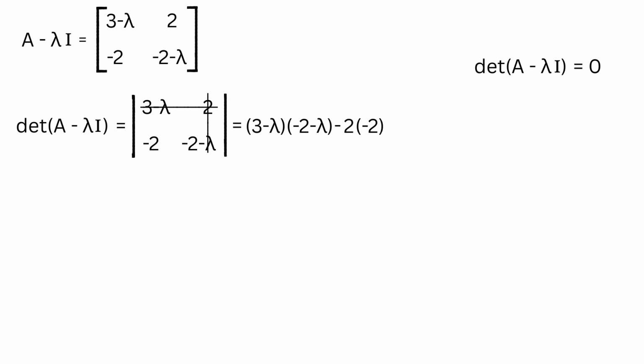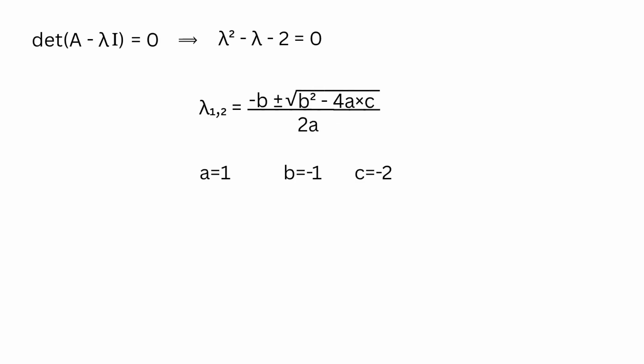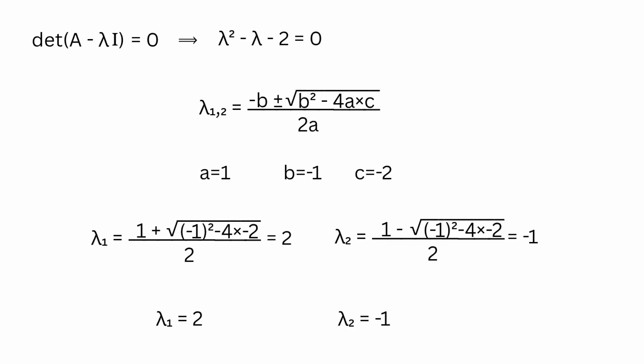After simplifying, we obtain lambda squared minus lambda minus 2. Finally, we solve this quadratic equation. Using the quadratic formula where a, b, and c are the polynomial's coefficients, we obtain the 2 eigenvalues. Lambda 1 equals 2 and lambda 2 equals negative 1.